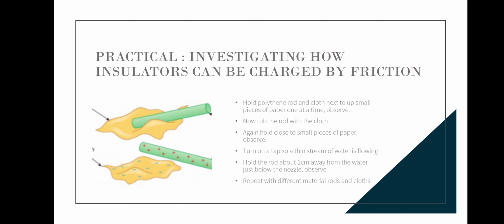Next up we have a practical, which is about investigating how insulators can be charged by friction. You'll hold a polythene rod and cloth next to small pieces of paper one at a time, then observe. Then you'll rub the rod with the cloth and again hold it close to small pieces of paper and observe. Then you'll turn on the tap so a thin stream of water is flowing. Then you'll hold the rod about 1 centimeter away from the water just below the nozzle, and again observe. Finally, you repeat with different material rods and cloths.